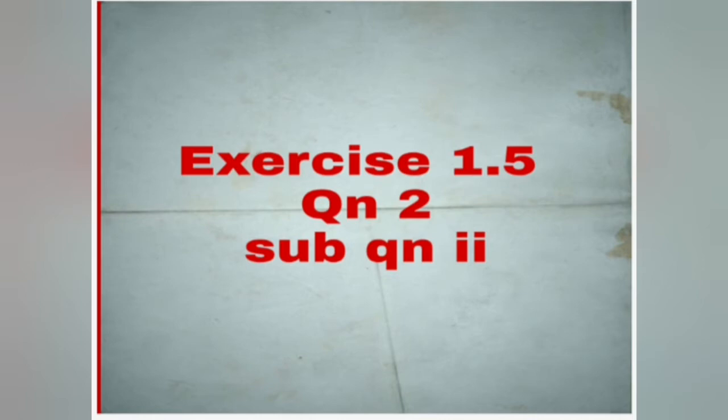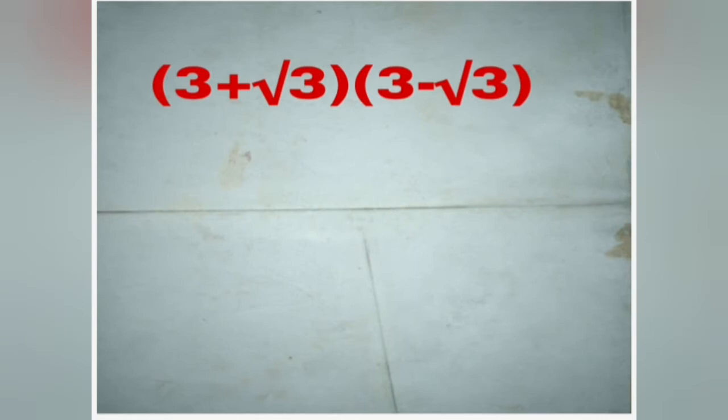So here there are 4 sub questions in the second question of exercise 1.5. In this video, we are going to solve the remaining 3 sub questions. First of all, we'll solve the second sub question. Second sub question is (3 + root 3) into (3 - root 3).